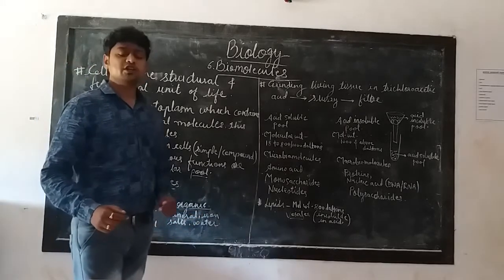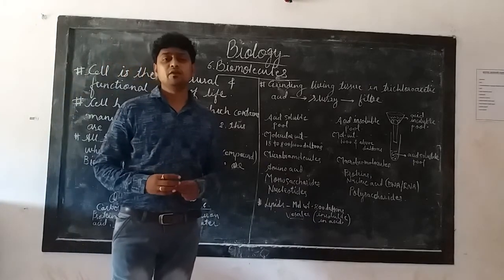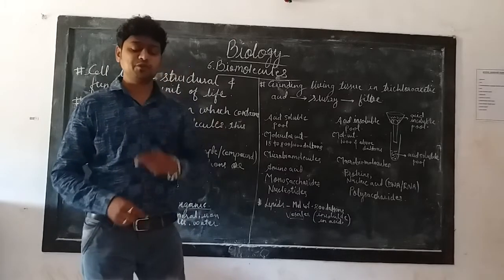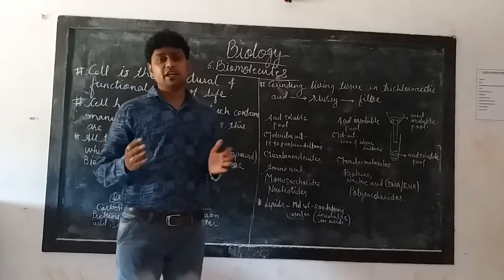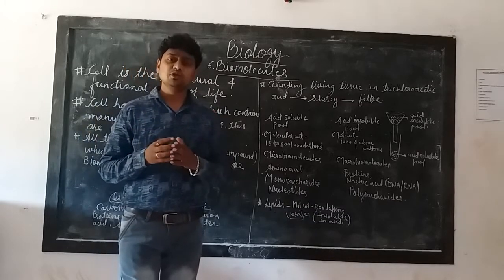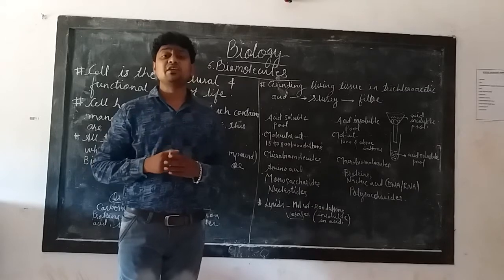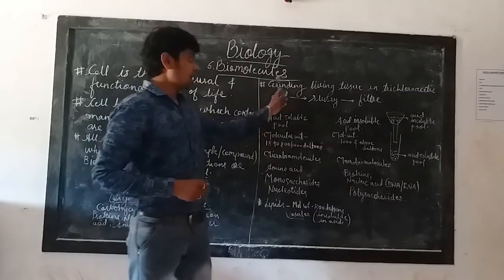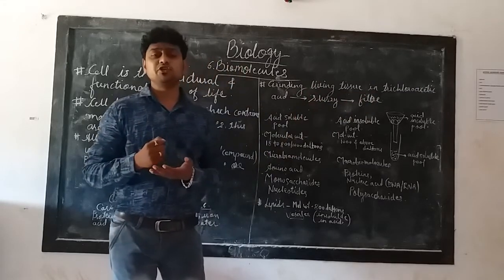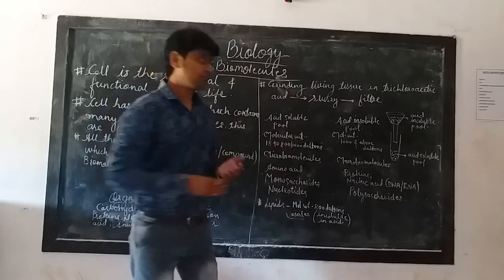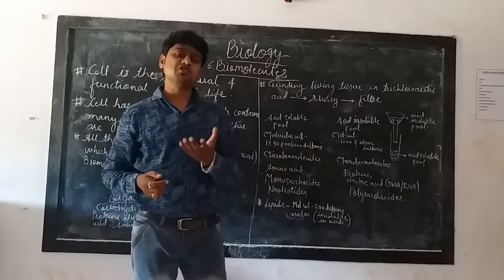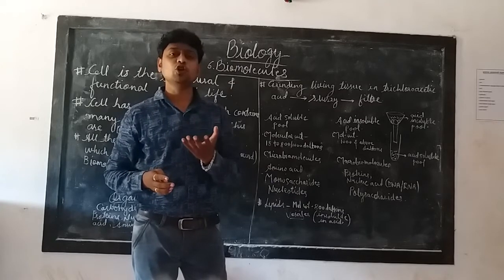If we want to find out which molecules are present inside the cell, there is a small experiment for that. We collect living tissues from an organism and grind them in trichloroacetic acid. When we grind the living tissues in trichloroacetic acid, we get a slurry. Slurry means a thin, insoluble mixture.